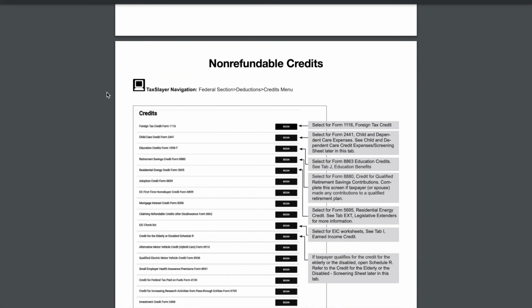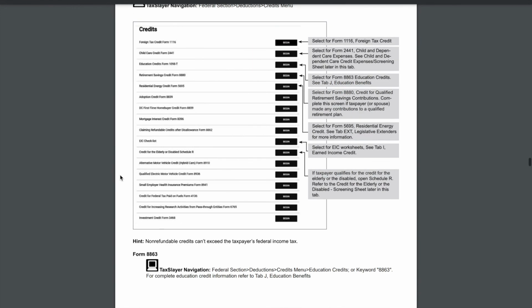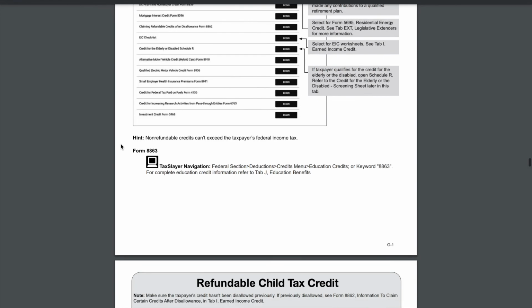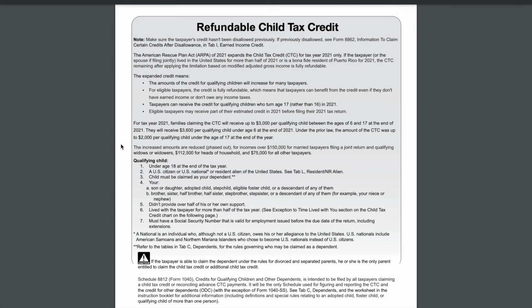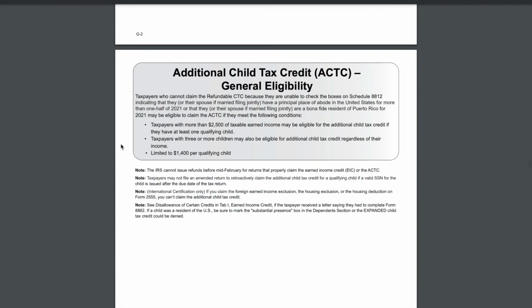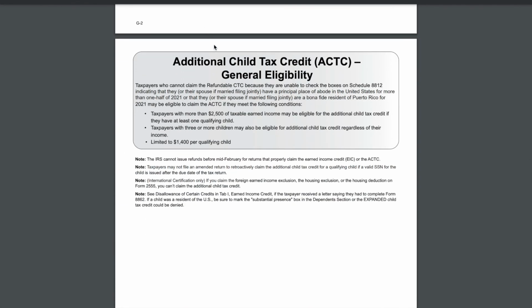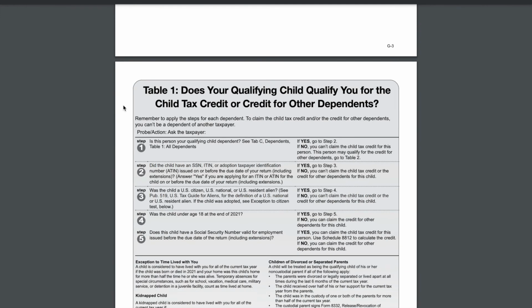So moving on to tab G, non-refundable credits. We're going to see here that, similar to all the other tabs we've looked at, this starts by just showing you what it's actually going to look like inside TaxSlayer when you open it up. This is going to provide you more information on the refundable child tax credit this year, and this is an important thing to keep in mind. And then this here is the additional child tax credit, which, as we said, publication 412 has more info on that you can reference.